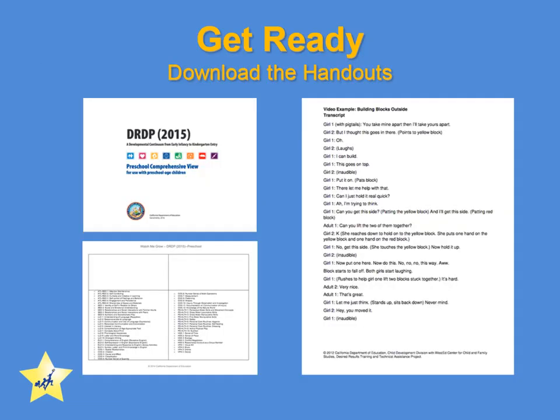Get ready! You will need to download 3 handouts to be prepared for observing: the Watch Me Grow observation worksheet, background and transcript of the video, and the DRDP 2015 assessment instrument, if you don't already have a copy. Click each document to open.